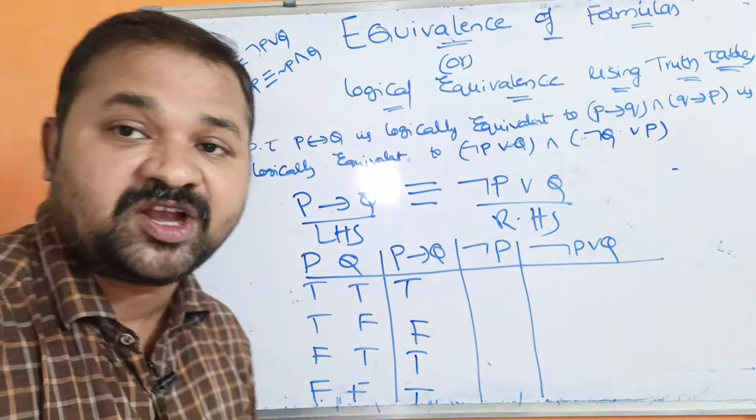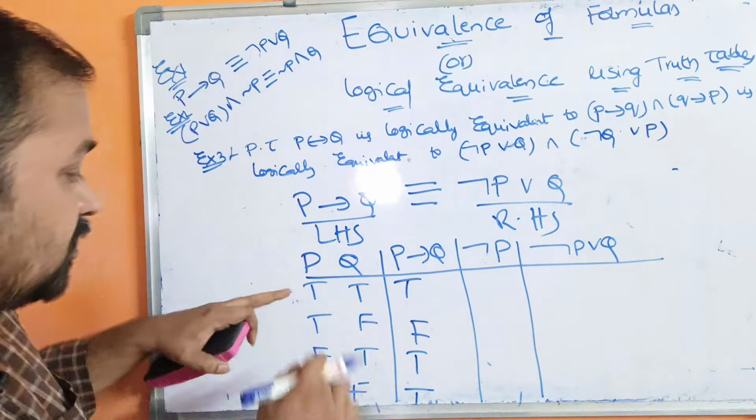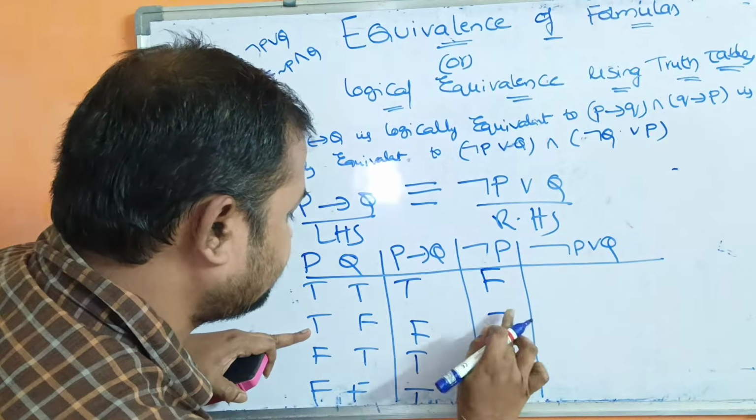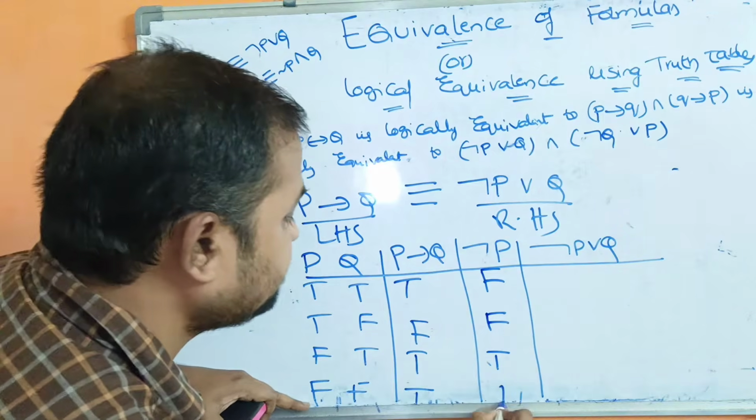Next, we need to calculate negation P. Negation P means what? We have to invert P. So true is inverted to false, true means false. False means true, false means true.